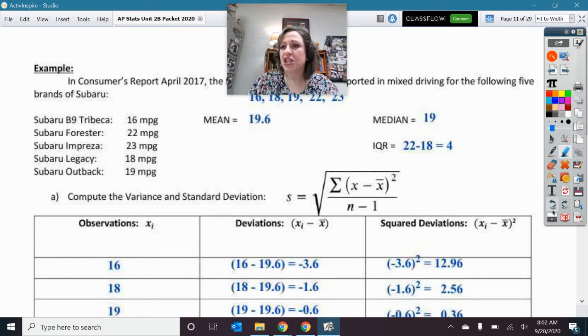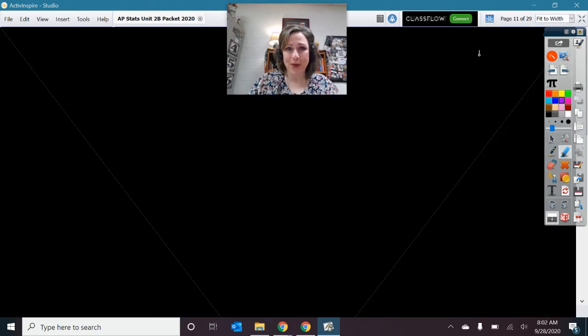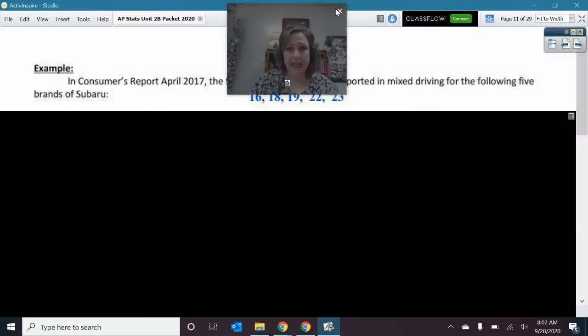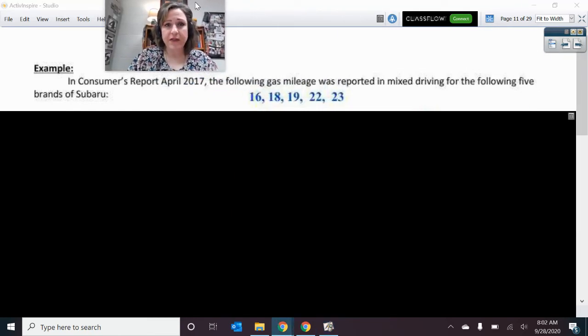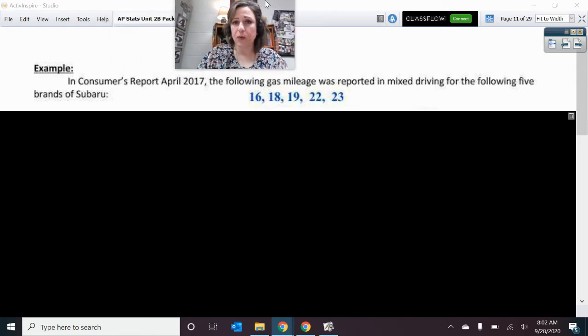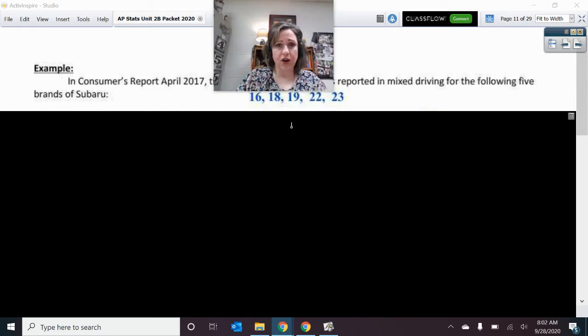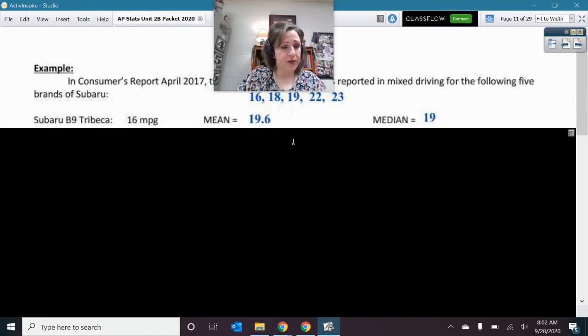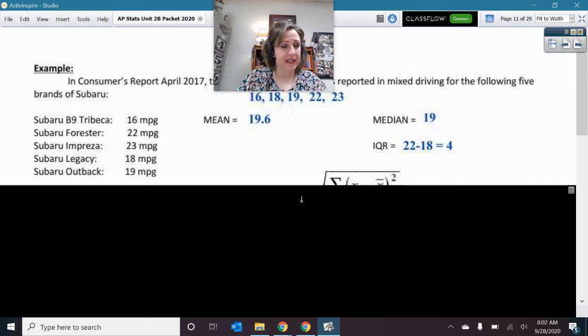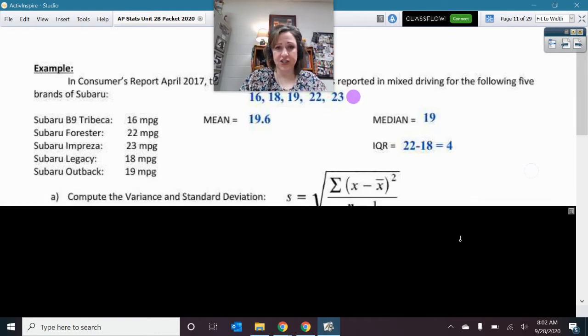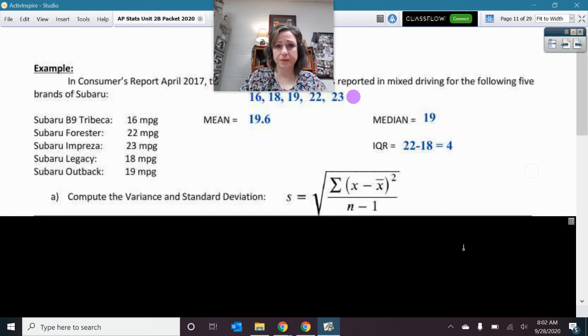All right, so now we're going to mathematically do a problem. Let's do it. Here we go. So Consumer Reports in April of 2017 had the following gas mileage reported for these particular 5 brands of Subaru. So there were these different cars, the Tribeca, Forester, Impreza, Legacy, and Outback. And those are the 5 average miles per gallon that they get. All right. So we want to figure out standard deviation. So let's look at this formula again.